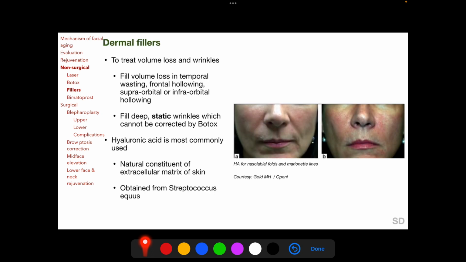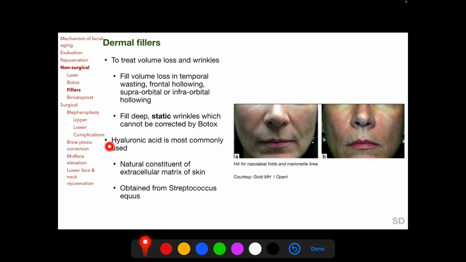muscles. Dermal fillers are used to treat volume loss and wrinkles, and they can be used to fill volume loss in temporal wasting, frontal hollowing, and hollowing in the supraorbital or infraorbital regions. They can also be used to fill deep static wrinkles which cannot be corrected by Botox.